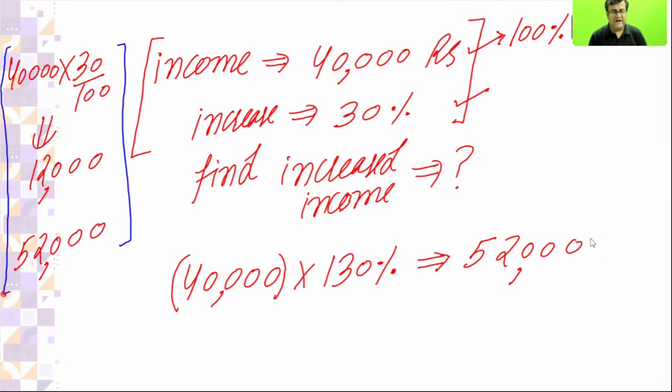Sometimes you will have to use this way. Otherwise, you can directly use this way as well. That depends upon the percentage value and the value which is given for the income. Both values will decide which method you should use. Let's suppose the income is given as 16,000 rupees.